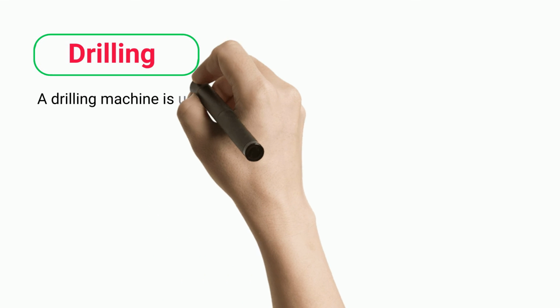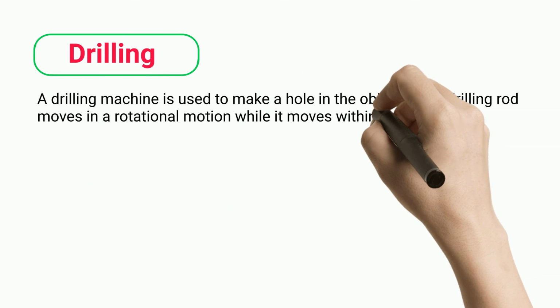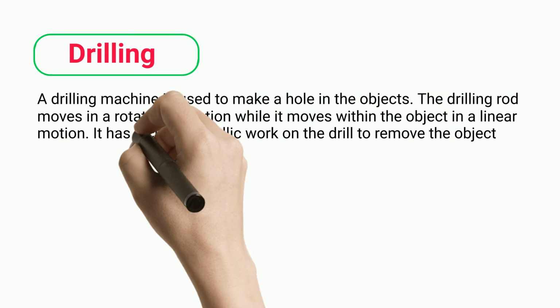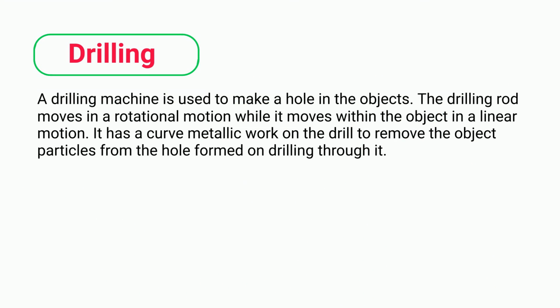Drilling. A drilling machine is used to make a hole in the objects. The drilling rod moves in a rotational motion while it moves within the object in a linear motion. It has a curved metallic work on the drill to remove the object particles from the hole formed on drilling through it.